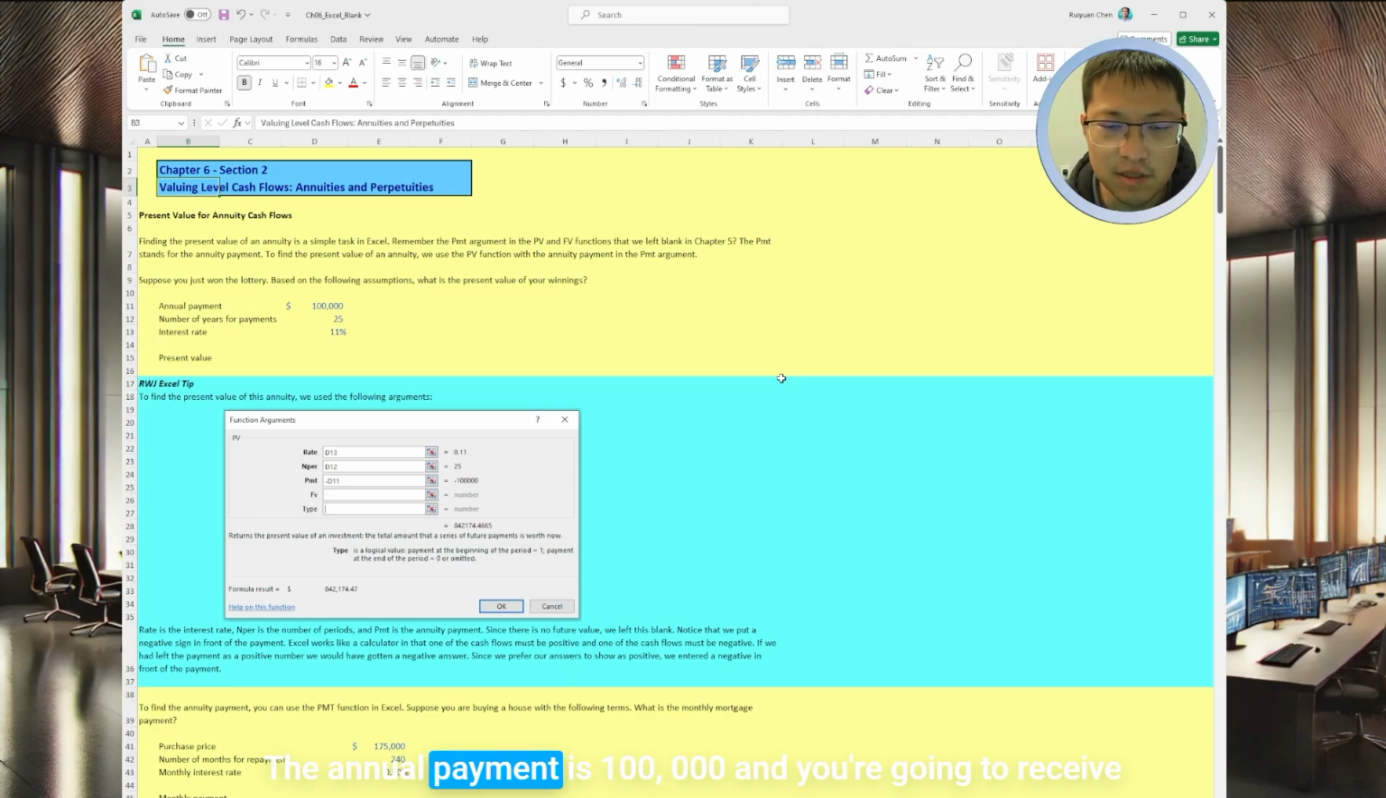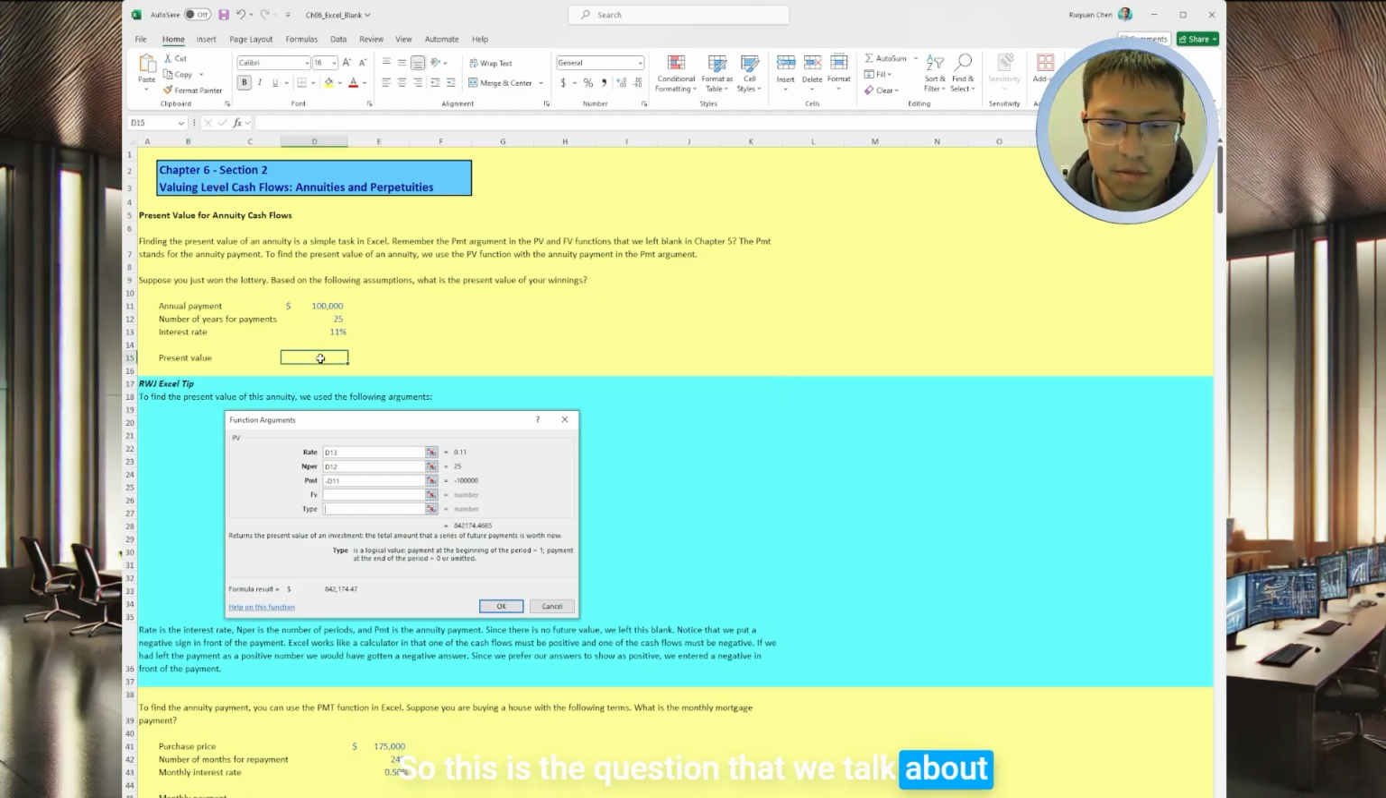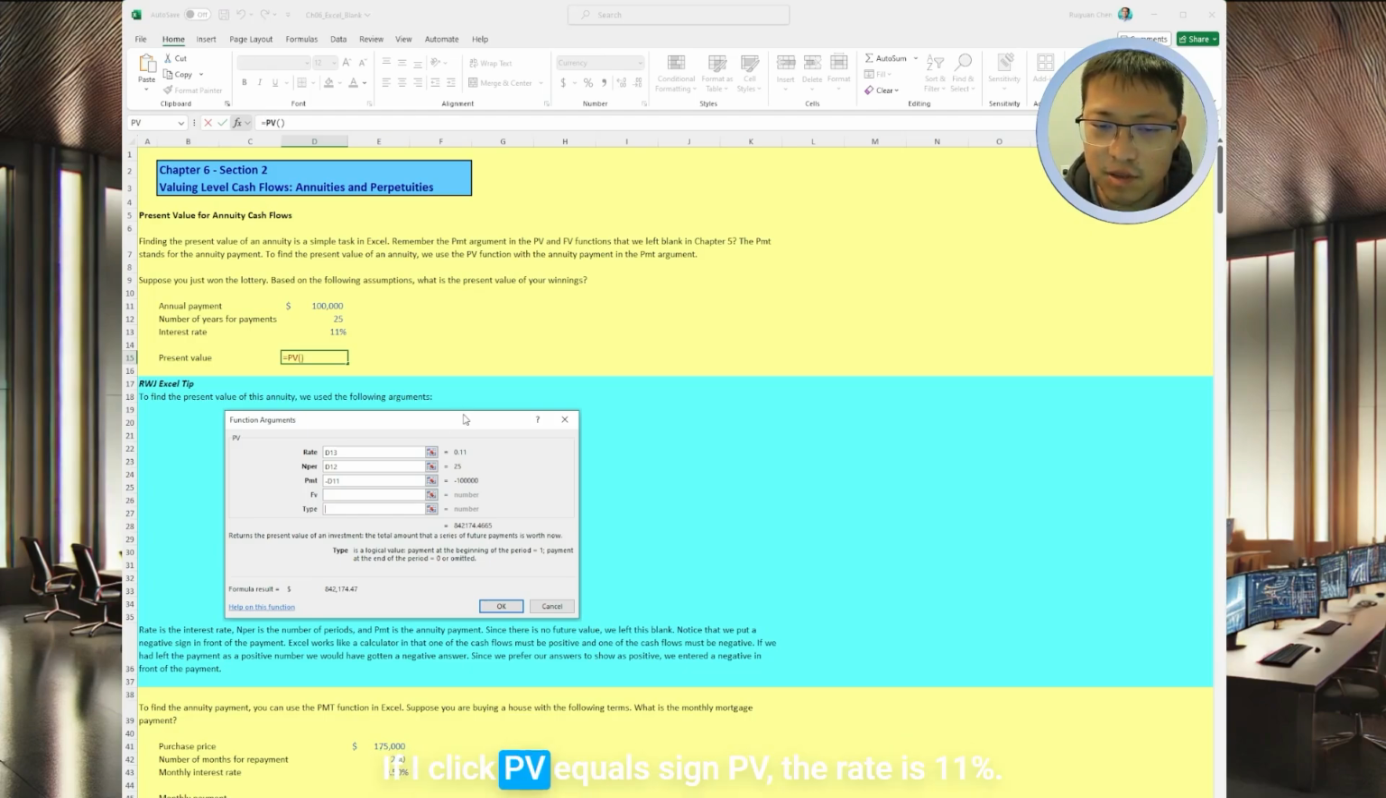The annual payment is $100,000, and you're going to receive this annual payment for 25 years, and the interest rate is 11%. So this is the question that we talk about when we are talking about the payment, right? So let's go to the PV function here. If I click PV, equals sign PV, the rate is 11%. The number of periods will be 25.